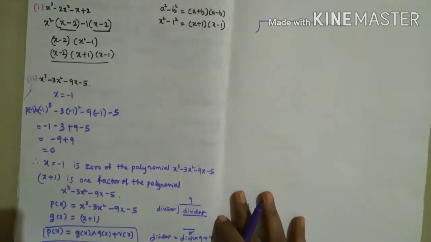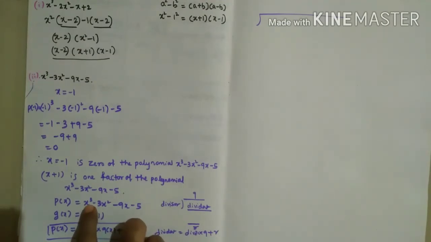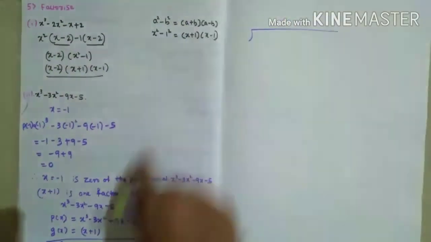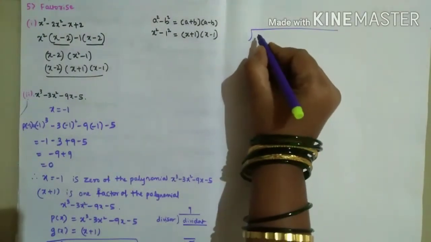And while doing the long division method, you know that for any polynomial, first you should see that all the powers are in decreasing order, and next you should see whether any power is missing or not. Here all the degrees are in decreasing order and no powers are missing. I will just write it as it is. And the divisor is also the same, x plus 1. No need to change anything there.